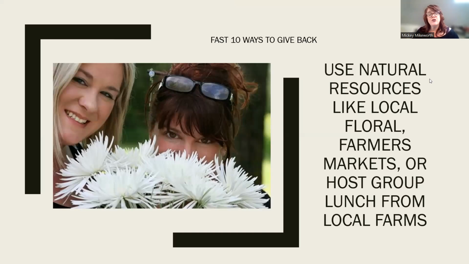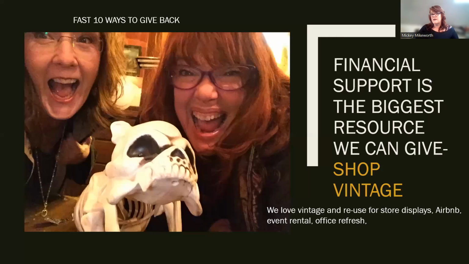One of the things that you can do is use your farmers markets, looking at buying local, using those resources that are grown really close to you. And one of the things is that you can also host a CSA or host a farm lunch. There are lots of interesting ways.